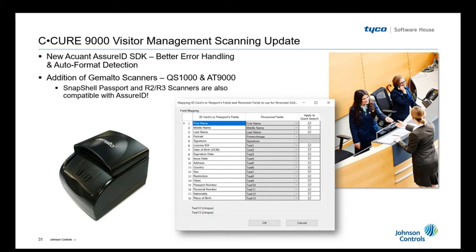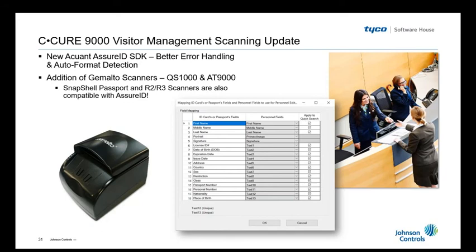With Assure ID, we have better error handling and auto format detection, so you don't have to configure the different fields for either a license or a passport that's being put in. It's going to auto detect the format. We also are adding support for some new Gemalto scanners. These were well rated globally. We did have a couple of requests coming in from the EMEA team on the Gemalto scanner. So we have the QS1000 and the AT9000 added.